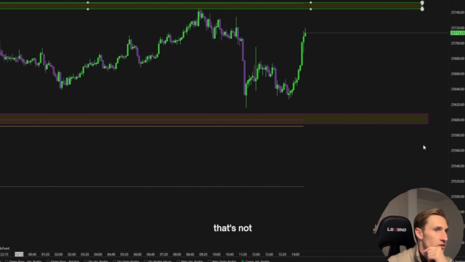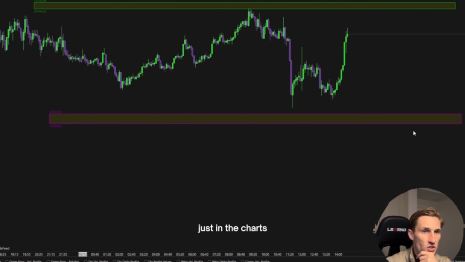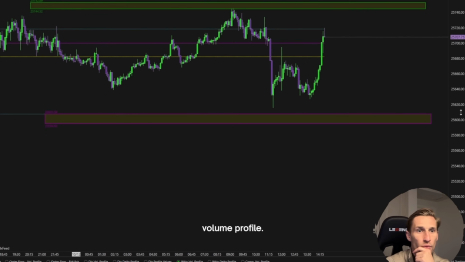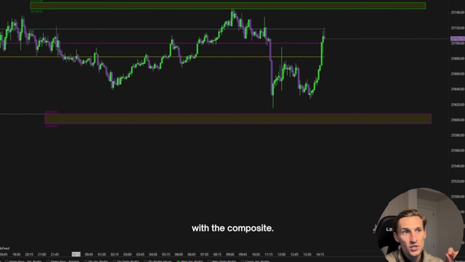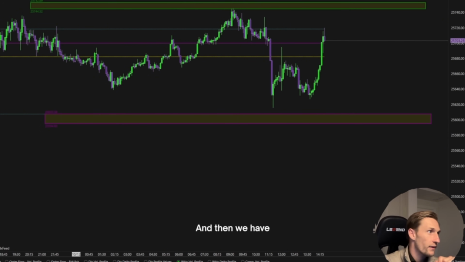But for now, that's not too interesting because we are trading in this. I like to put it just in the chart and then just take it away because otherwise it gets very messy. Then we have the weekly volume profile, and this is very funny because the value area low is exactly in line with the composite point of control. And then we have another value area high.